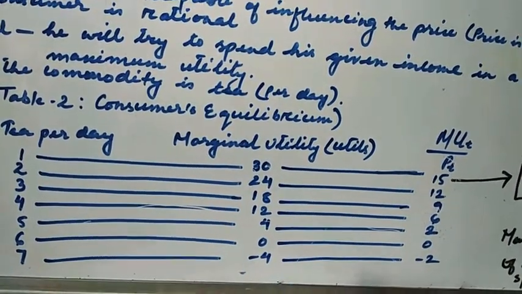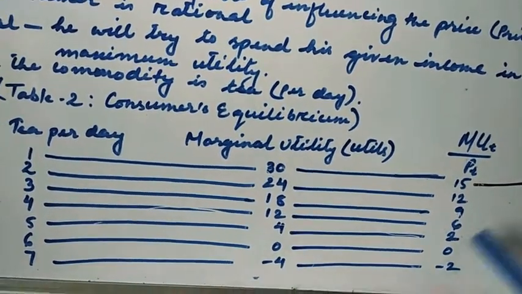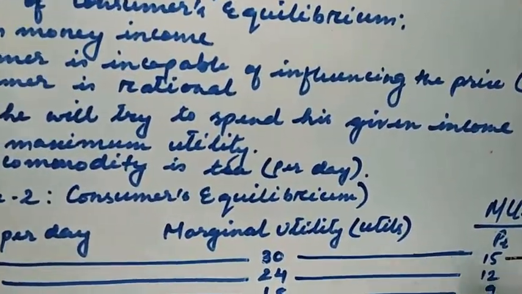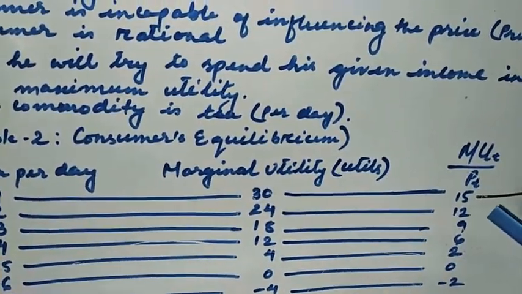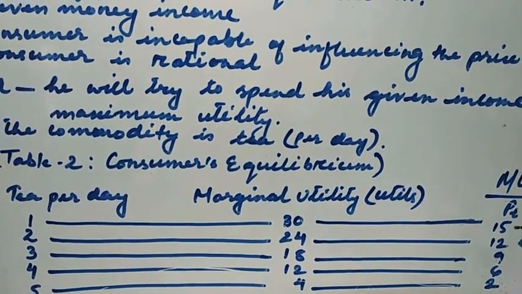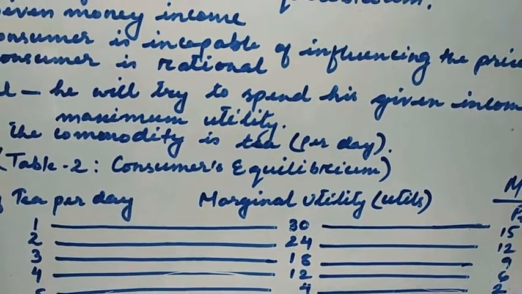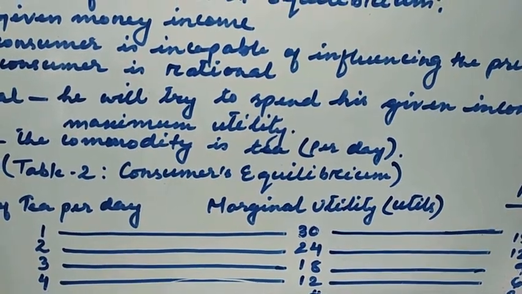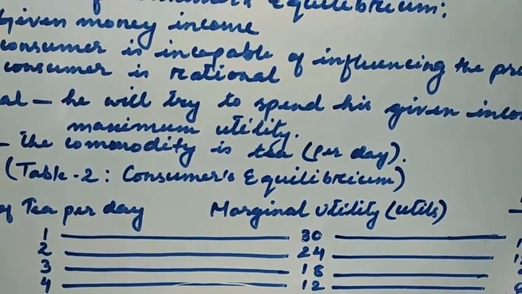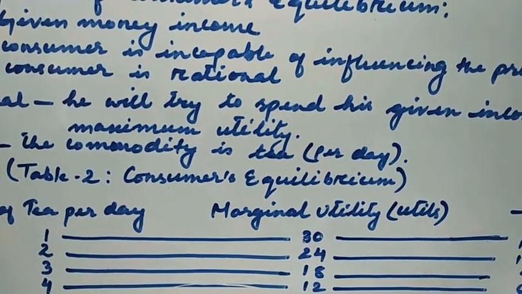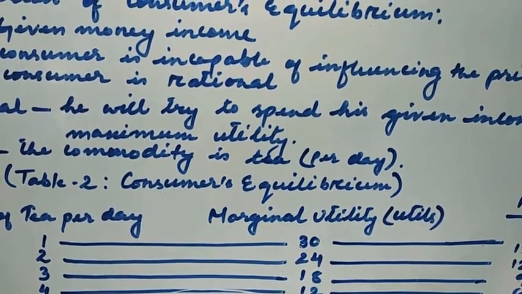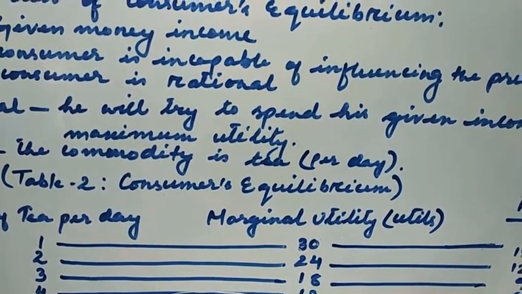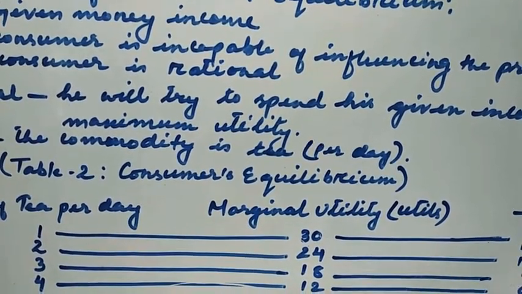On the other hand, if the consumer buys less than 4 cups of tea, let us say 3, 2, 1, which is less than 4 cups, let's say 3 cups, his marginal utility of a rupee on tea will be greater than the marginal utility of a rupee in general, that is 6 utils. So in this case too, his total utility will decline if he buys less than 4 units.